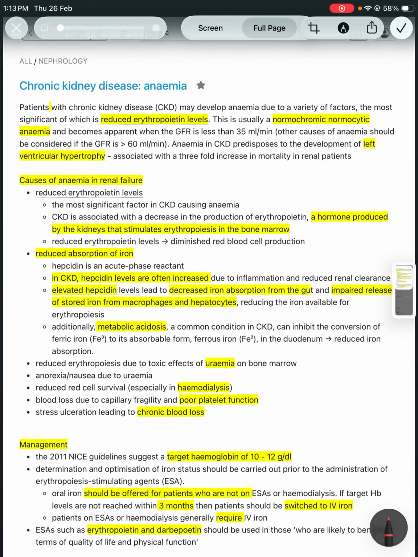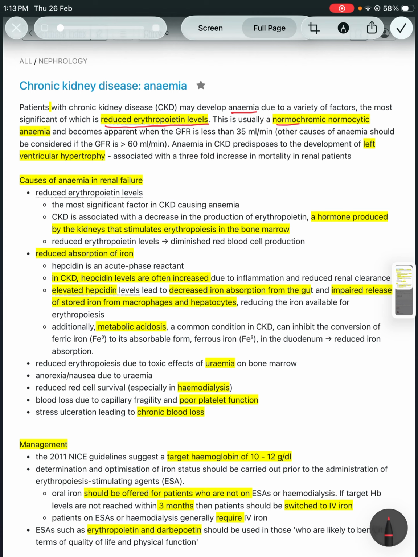Chronic kidney disease, anemia. Patients with chronic kidney disease may develop anemia due to a variety of factors, the most significant of which is reduced erythropoietin level.